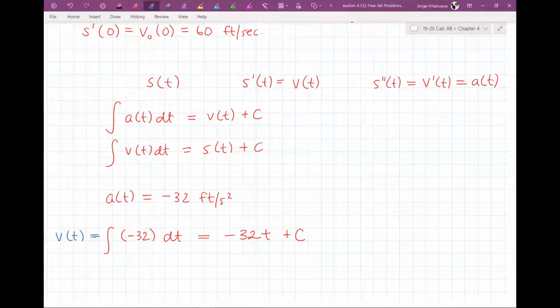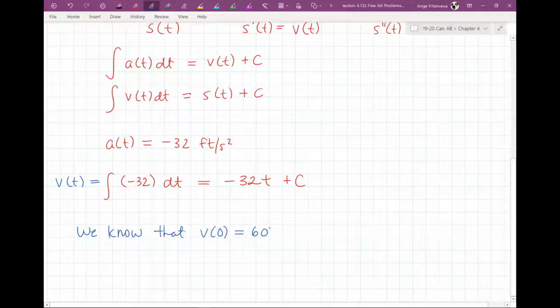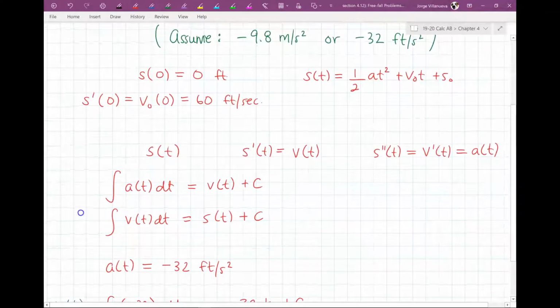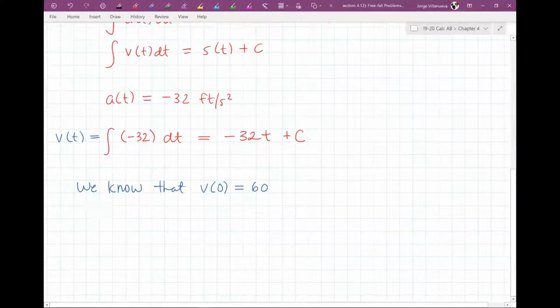Okay? So we just found our velocity function. So how am I going to figure out what the value of c is? Well, let's see. We know that v of 0 equals 60, right? I wrote it as s prime of 0. It's up here. S prime of 0, which is v naught, the initial velocity, was 60. So I know that. So I also know that v of t is equal to negative 32t plus c. I just figured that out right now by integrating.